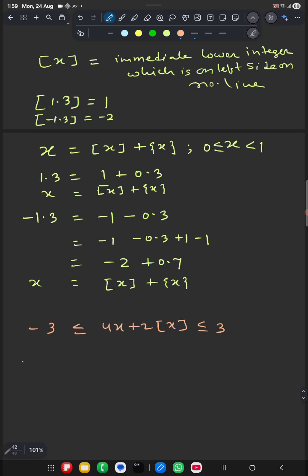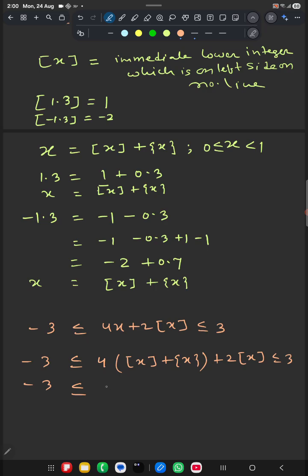Okay. Now I can write 4 times, and in place of x, sorry, don't use this bracket, we'll use this, we can write the greatest integer function of x plus the fractional part of x. Again, sorry, twice of the greatest integer function of x less than or equal to 3. So -3 less than or equal to 4 of the greatest integer function of x plus 4 of the fractional part of x plus 2 of the greatest integer function of x less than or equal to 3.